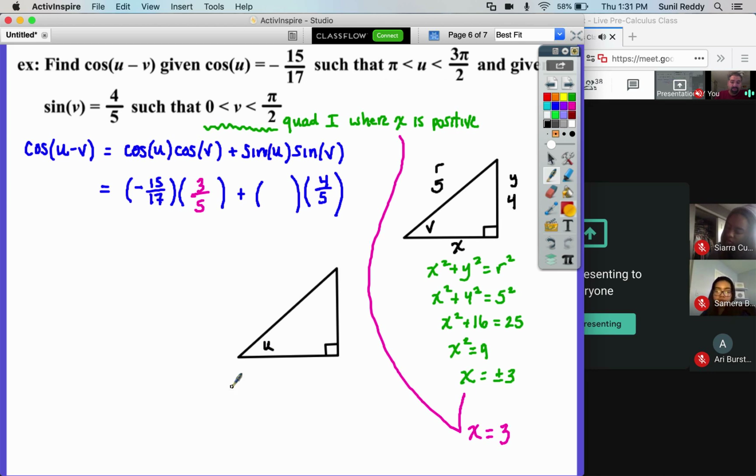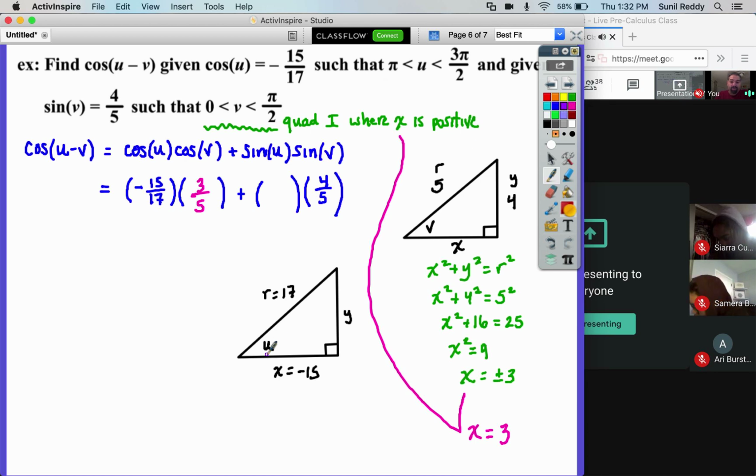So labeling my triangle with angle u. What we knew about u was that the cosine of u was negative 15 over 17. So I knew my x value was negative 15, my radius value was 17, and my y value is unknown.